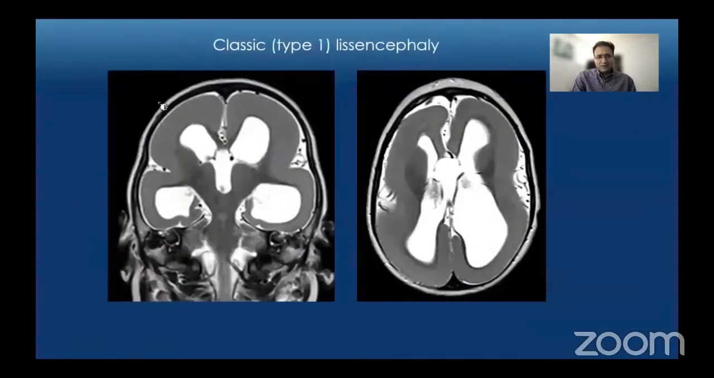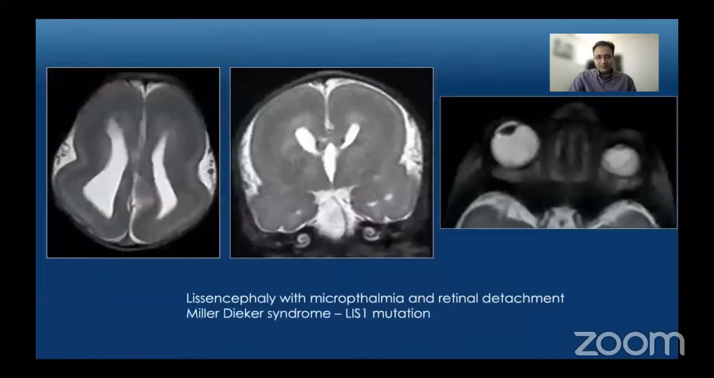This is an example of what's called the classic lissencephaly, where you have a smooth brain with diffusely thick cortex and very shallow sylvian fissure, giving it a figure of 8 appearance. This is another example of lissencephaly, but in this case, there is associated microphthalmia and retinal detachment. This constellation of findings is called the Miller-Dieker syndrome, and this is associated with LIS1 mutation.